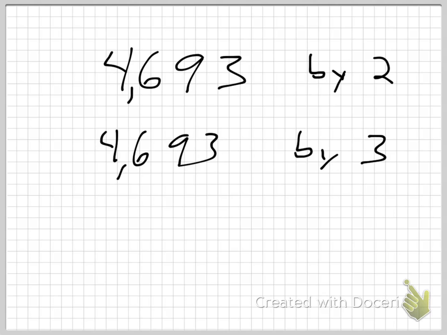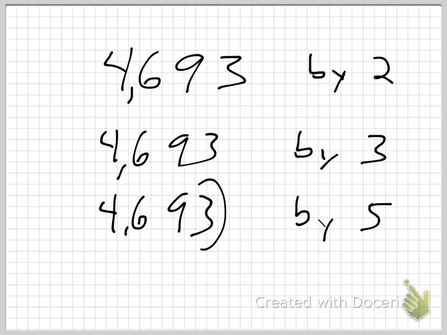How do I tell if a number is divisible by 5? 4, 6, 9, 3. How do I tell if it's divisible by 5? Donovan? You look at the last number, if it's 0 or 5. Right. If the ones place is a 0 or a 5, it's divisible by 5. It's that simple. Is this a 0 or a 5? No. So then is it divisible by 5? No, it's not.